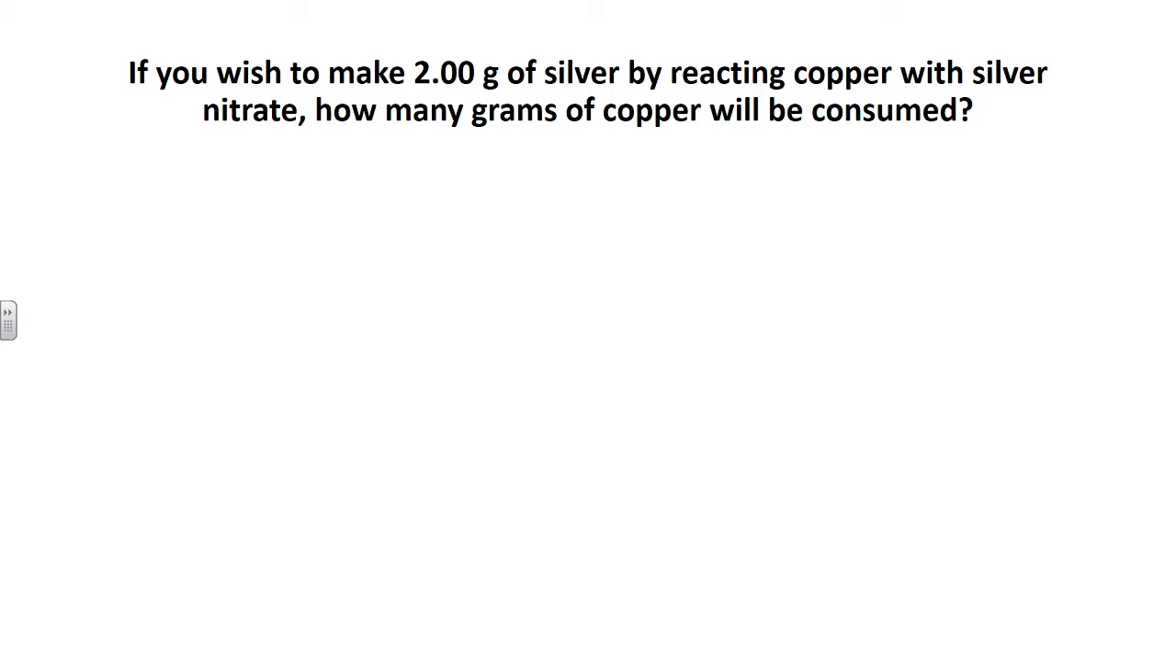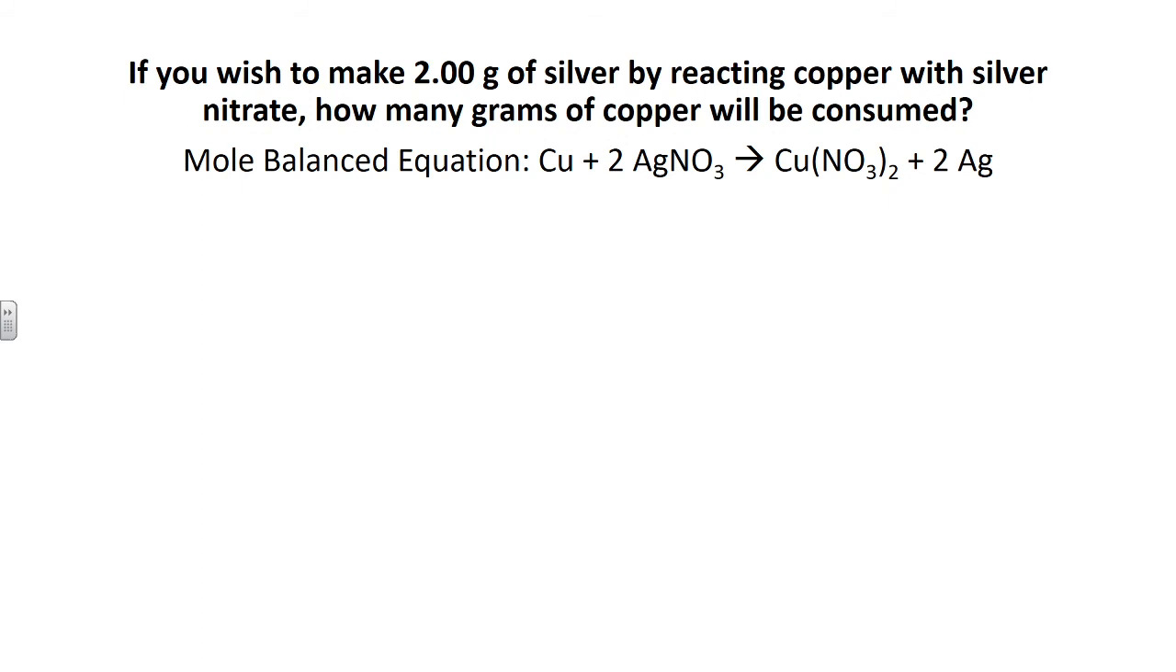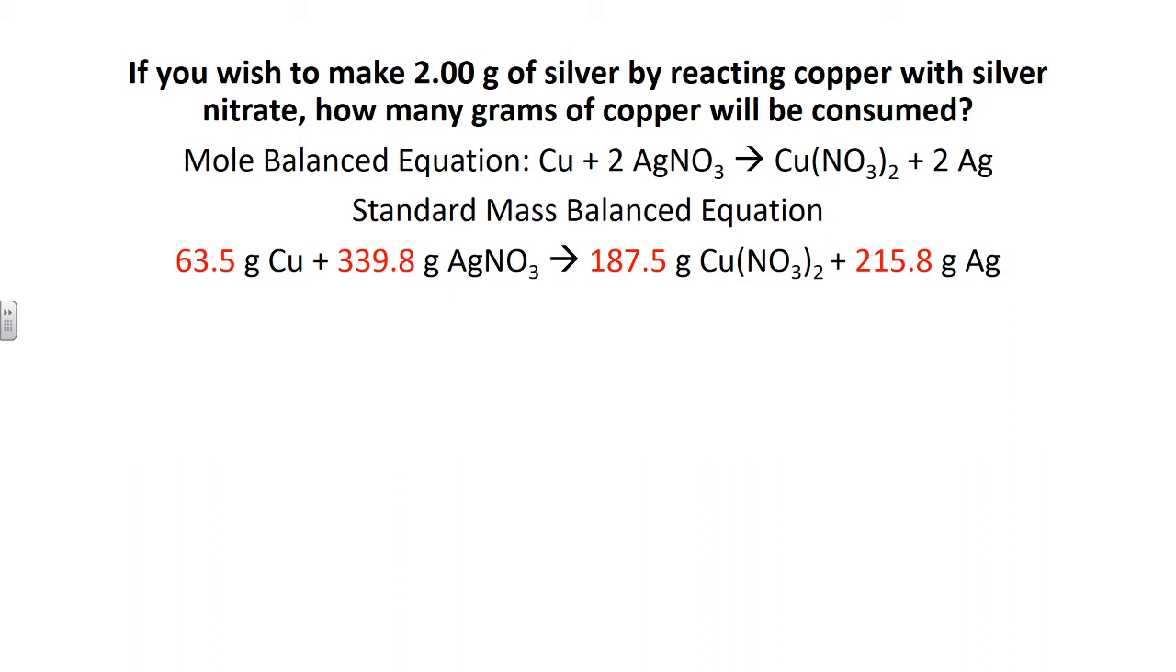Here is a full-blown chemistry mass stoichiometry problem. If you wish to make 2 grams of silver by reacting copper with silver nitrate, how many grams of copper will be consumed? So there's our mole balanced equation handed to you for free. Let's go ahead and take a look at our standard mass balanced equation. There it is. If you don't know where this came from, please go view our earlier videos. You need to understand how we went from this equation to this one.